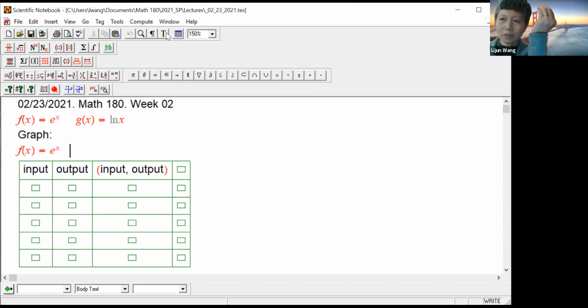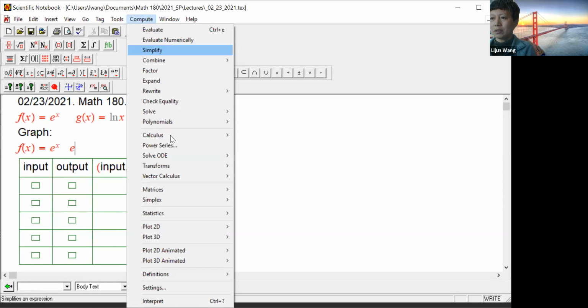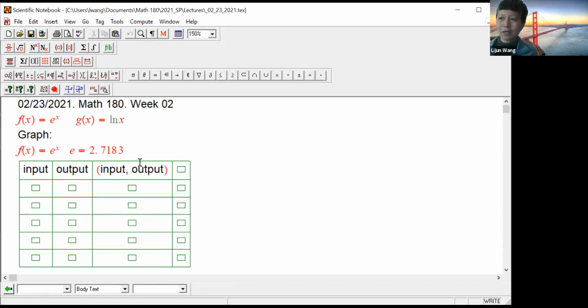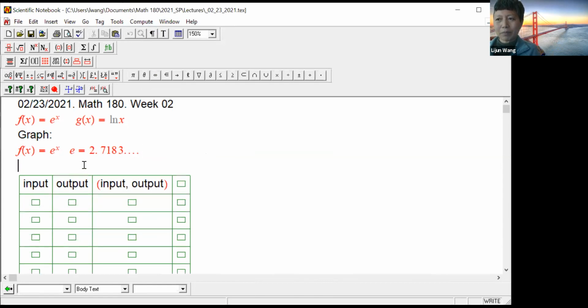So e is a constant. If I want to show you, I only get one more digit, right? So Gordon's answer is just as good as mine, because there are an infinite number of digits. It's an irrational number. But anyway, we treat it as a constant.